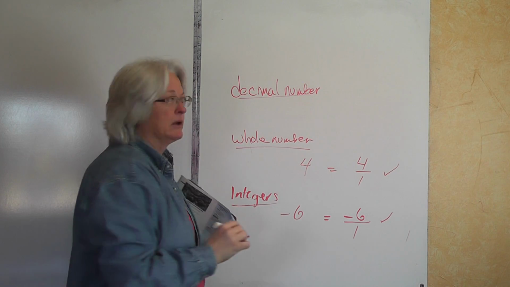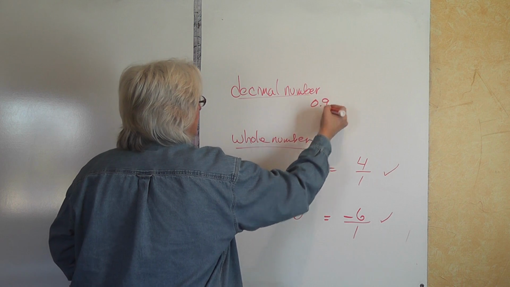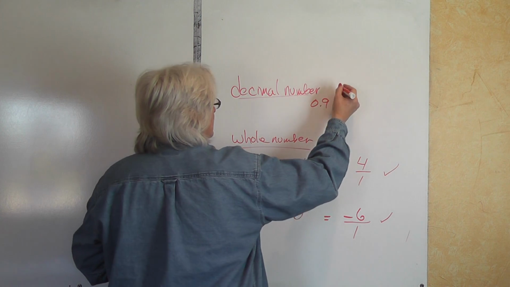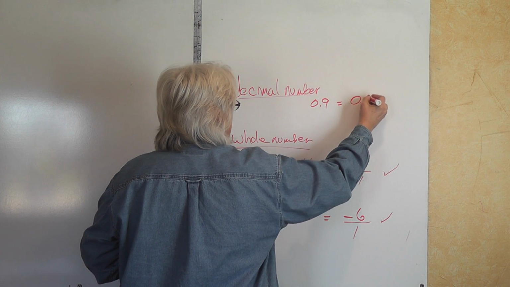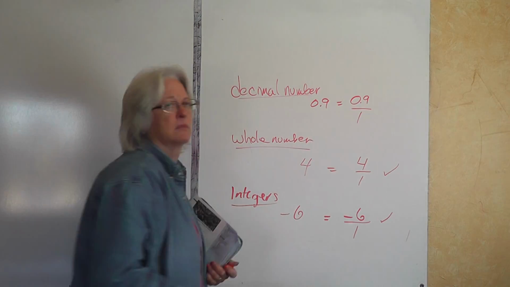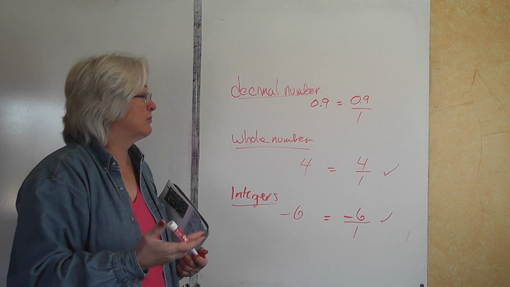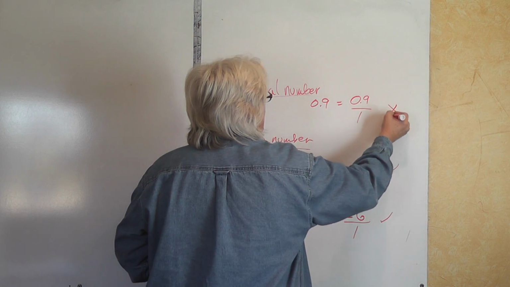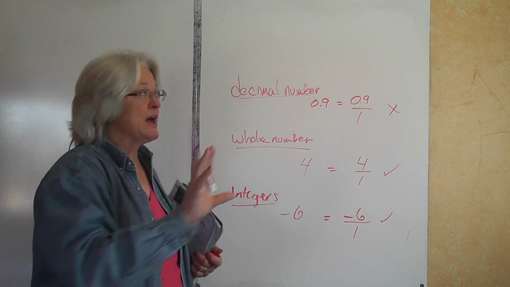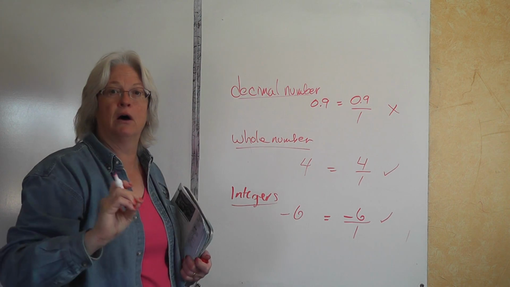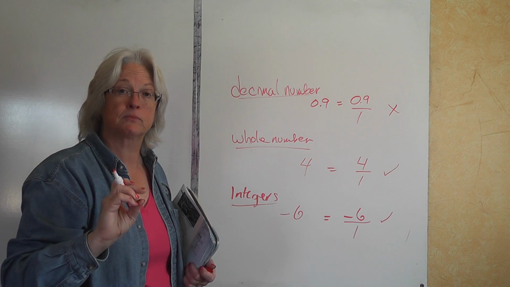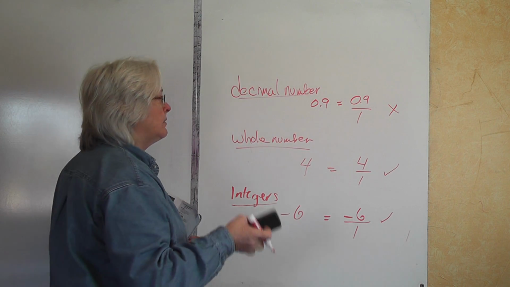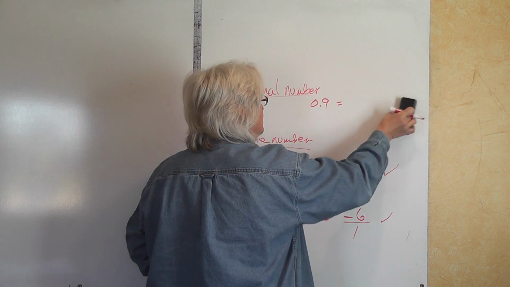Let's think about that for a minute. 0.9. Well, I said that anything divided by 1 doesn't change its value, so can I write 0.9 divided by 1? Well, no, I can't here. And what's the reason for that? The reason is that in our definition of rational numbers, it said that the numerator and the denominator had to be integers. So I can't fall back on dividing by 1.